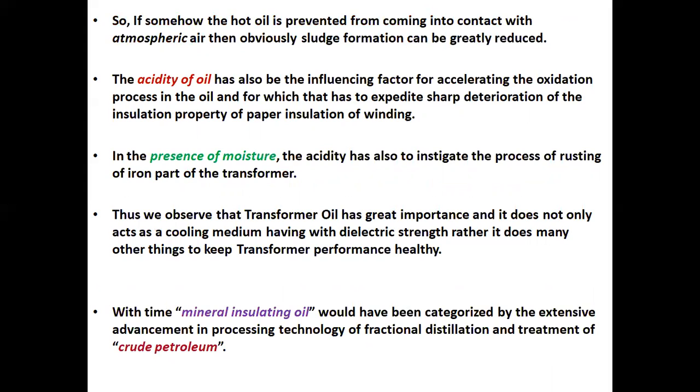The acidity of oil is also an influencing factor in accelerating the oxidation process in the oil, which expedites sharp deterioration of the insulation property of the paper insulation of the winding. In the presence of moisture, the acidity also instigates the process of rusting of the iron parts of the transformer.